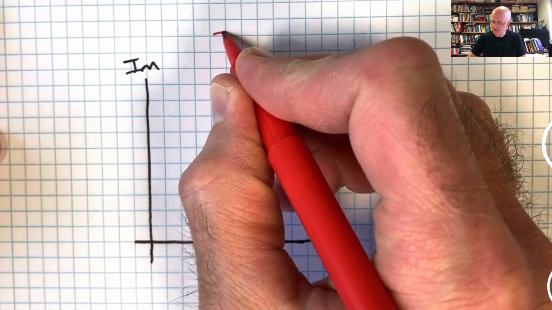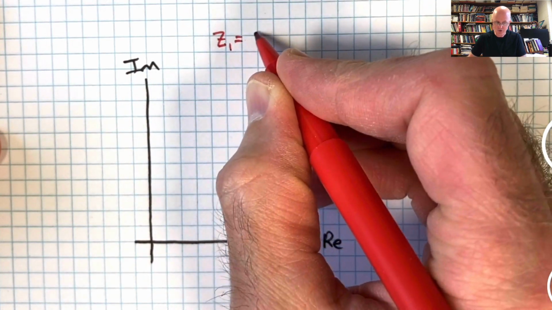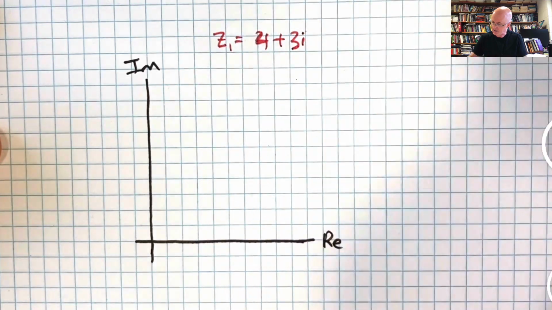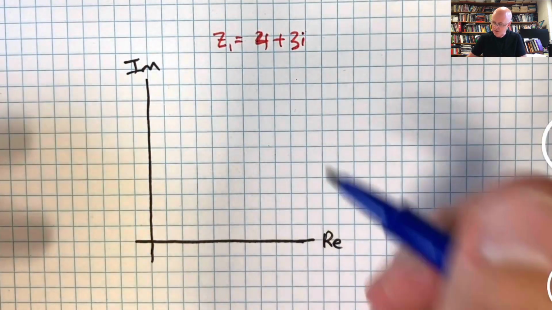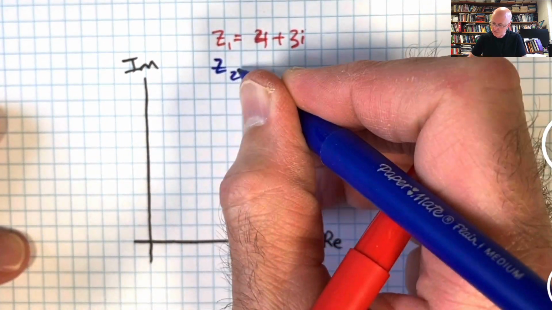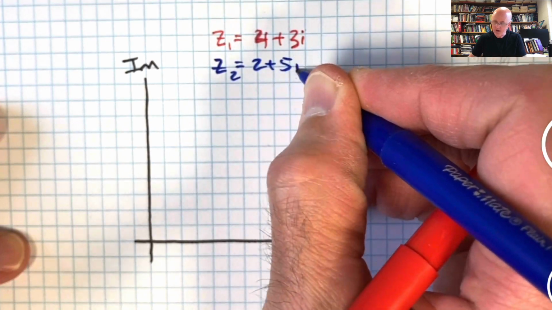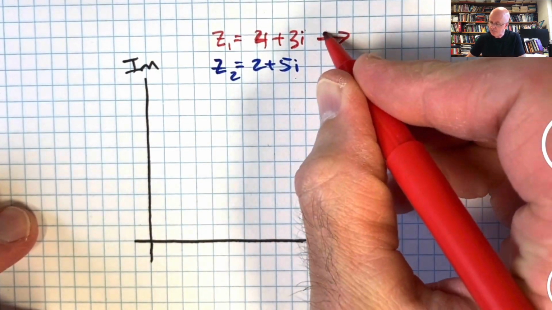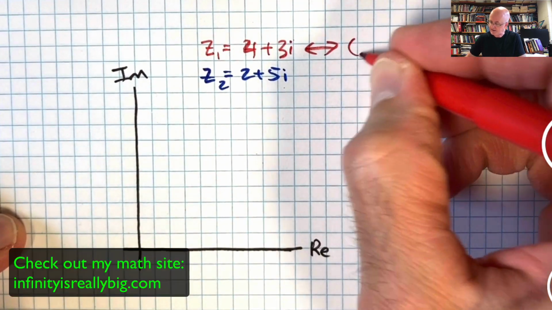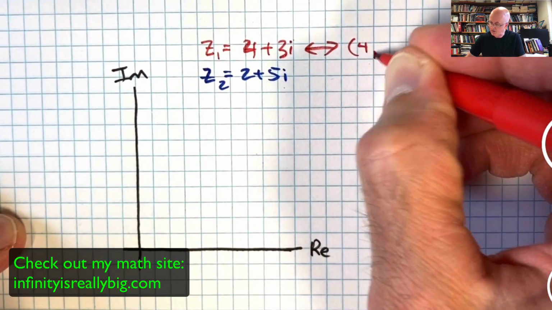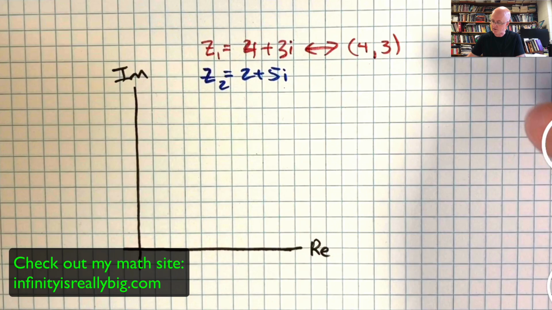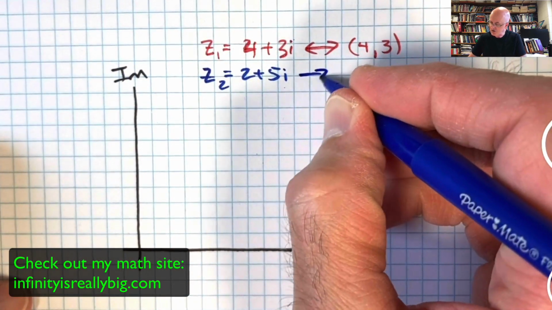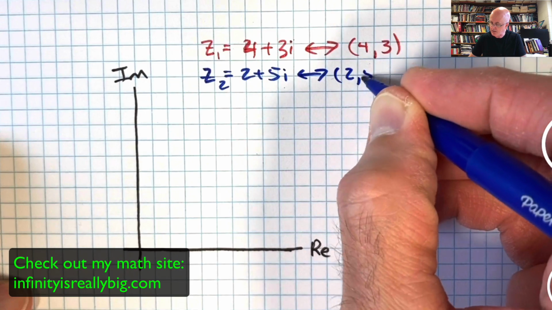Remember, Z1 is 4 plus 3i. I'm going to use different colors here. And Z2 was 2 plus 5i. Remember from video number 2 that I can associate these complex numbers with coordinates. The real part is the first coordinate and the imaginary part is the second coordinate. So Z1 can be thought of as the point 4, 3. Z2 can be thought of as the point 2, 5.